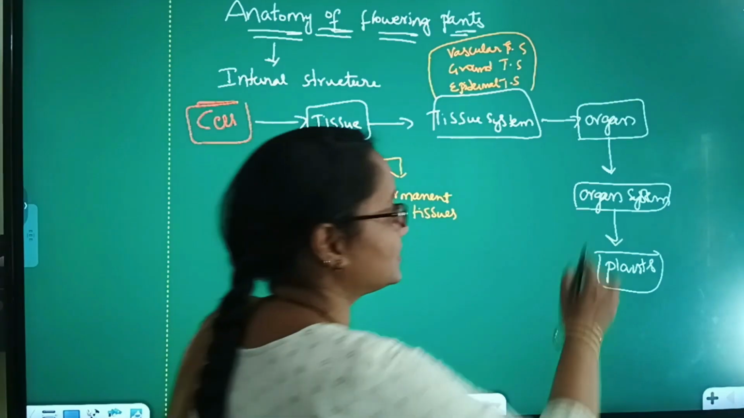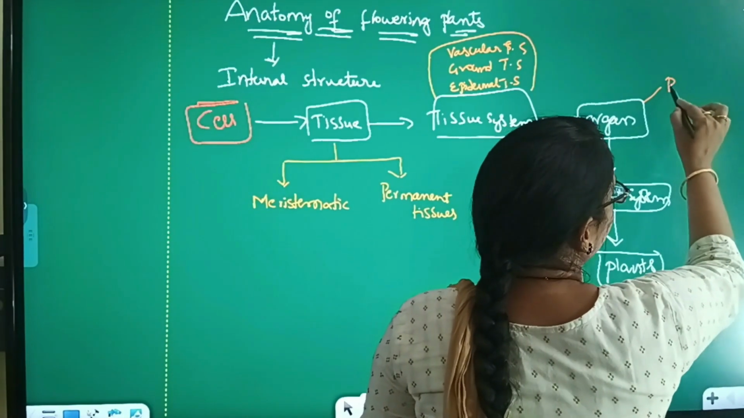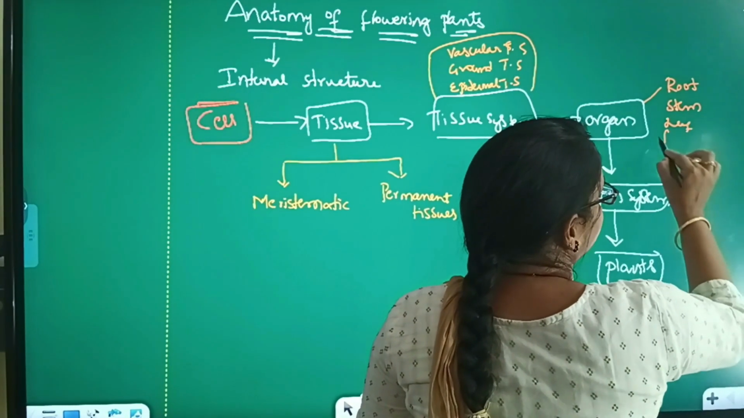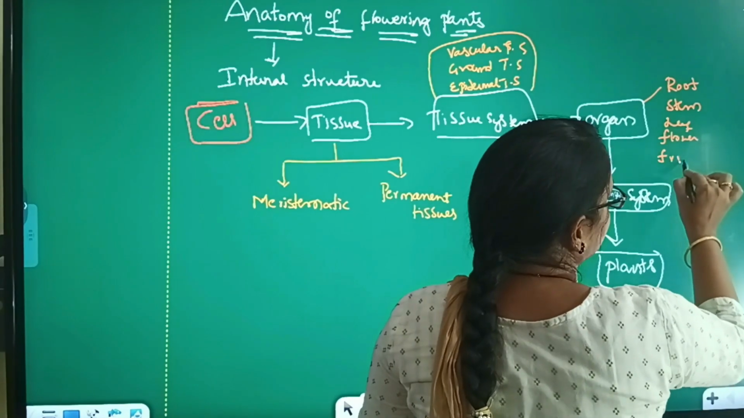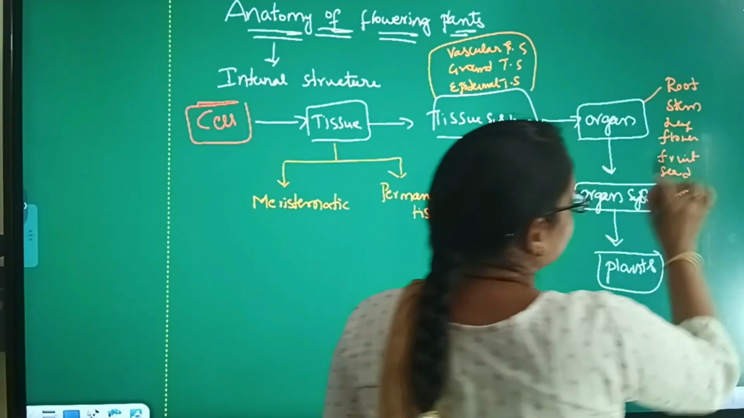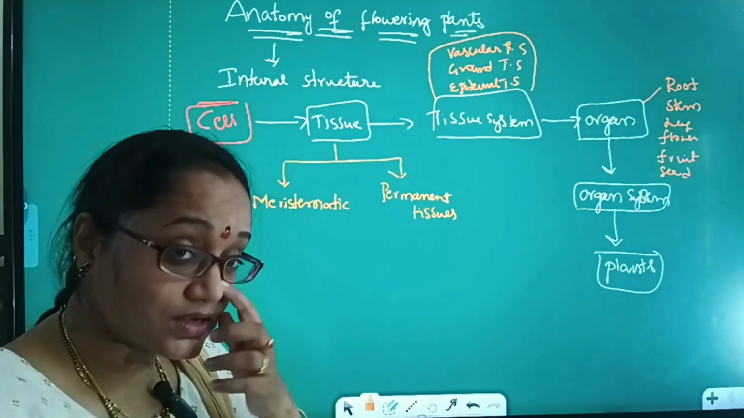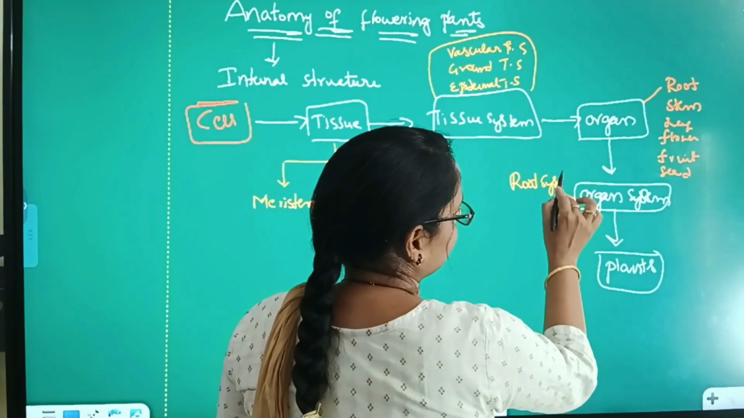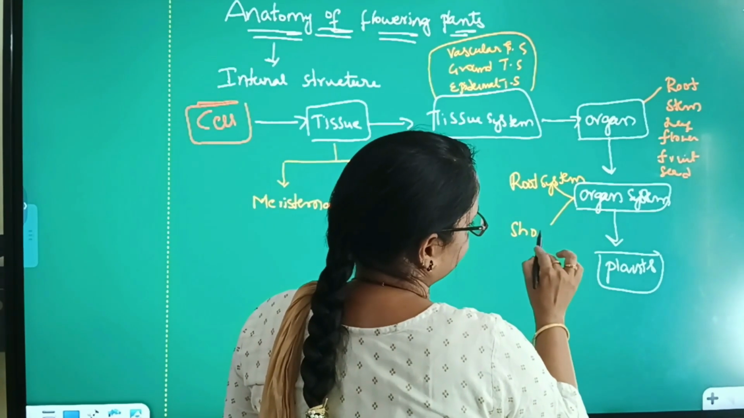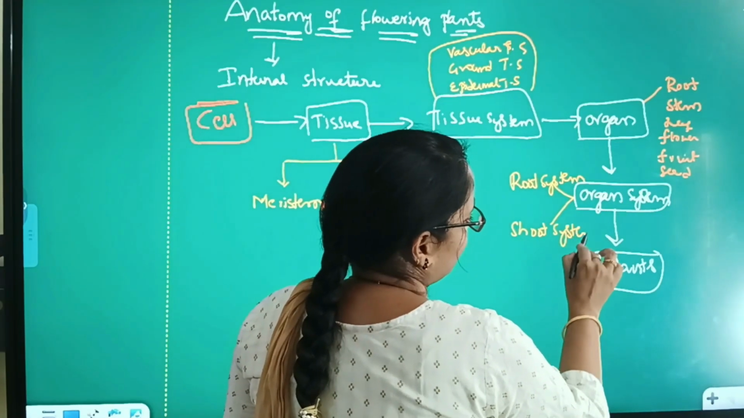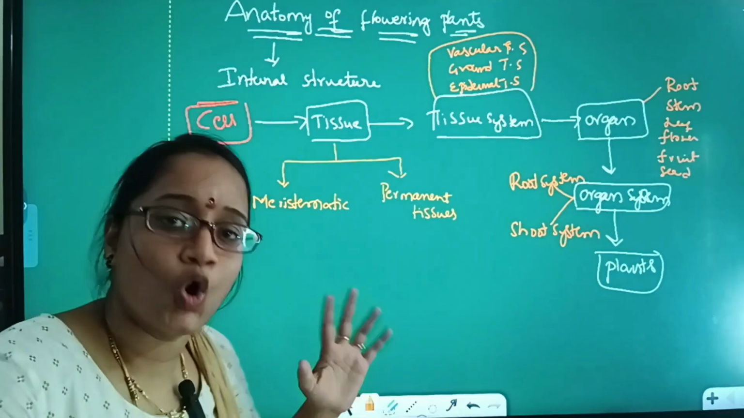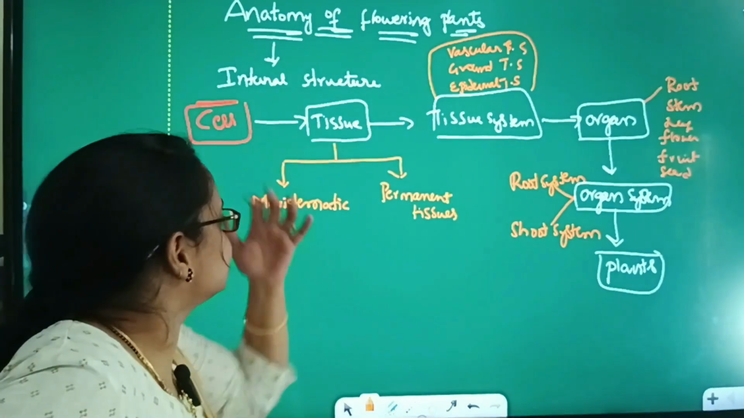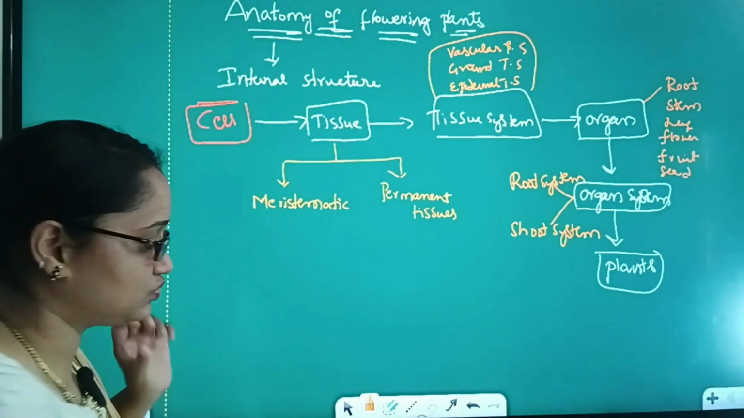And under organ, all the organs starting from root, then stem, leaf, flower, fruit, seed. This we are going to discuss. Organ system, root system, shoot system. Okay, in this chapter as a whole, all these we are going to discuss in detail here. Okay, next let us start first with meristematic tissue.